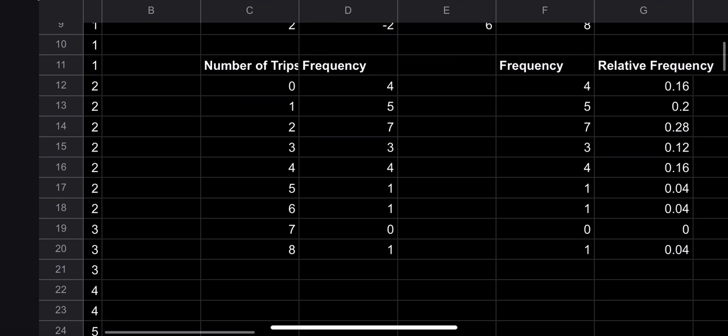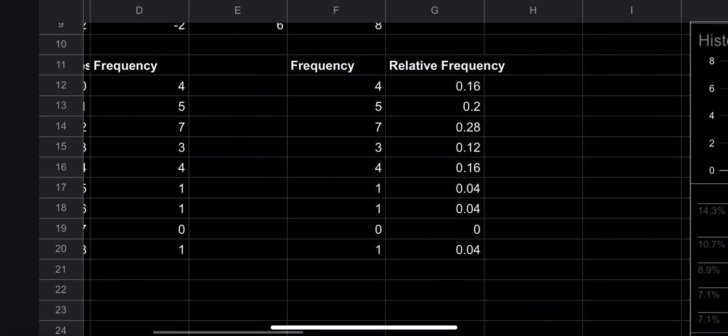So for the frequency table, 4 people went on 0 trips, 5 people went on 1 trip, 7 people went on 2 trips, 3 people went on 3 trips, 4 people went on 4 trips, 1 person went on 5 trips, 1 person went on 6 trips, 0 people went on 7 trips, and 1 person went on 8 trips.